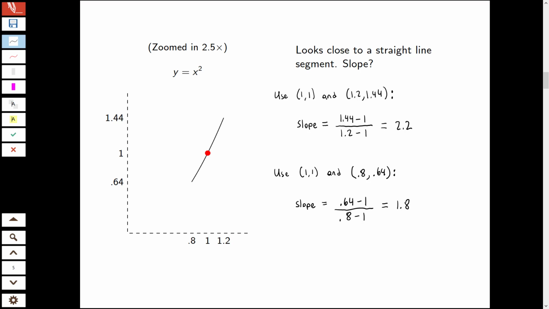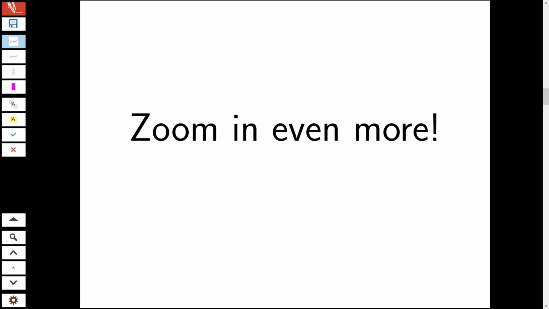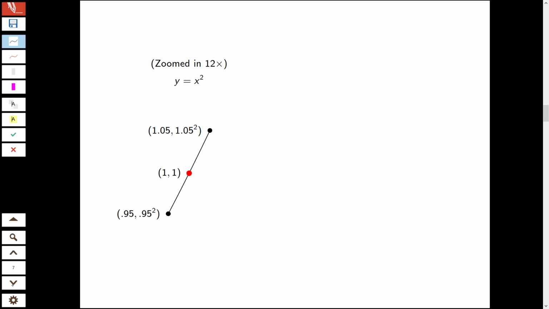Notice that when we use different points, we get different slopes. And the reason why that happens is because we are not actually working with a straight line segment. What we do see, however, is that no matter which point we use, the slope appears to be around equal to 2. All right, I'm going to zoom in even more now. So here, this is a picture of the portion of the parabola with x being between 0.95 and up here where x is 1.05. The figure has been scaled by a factor of 12 now in order to make things more clear.